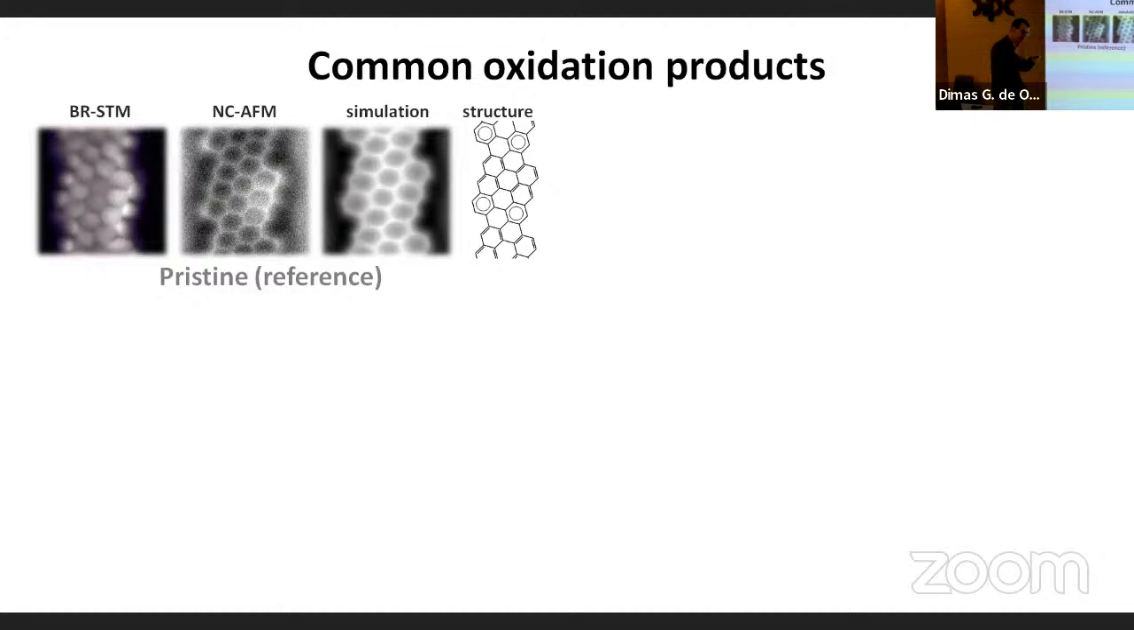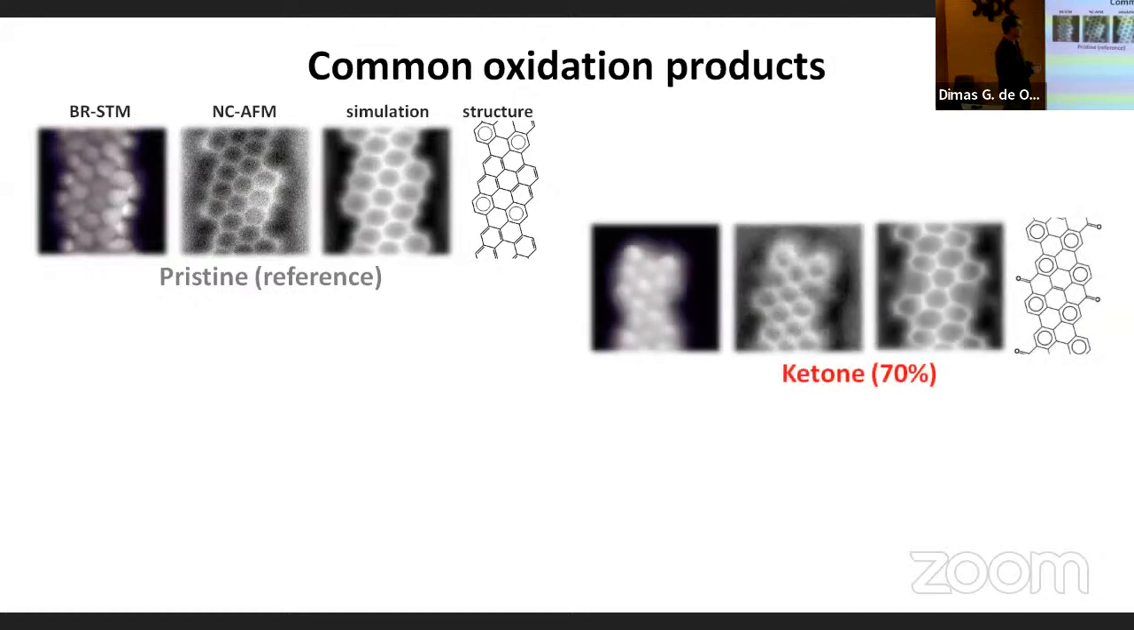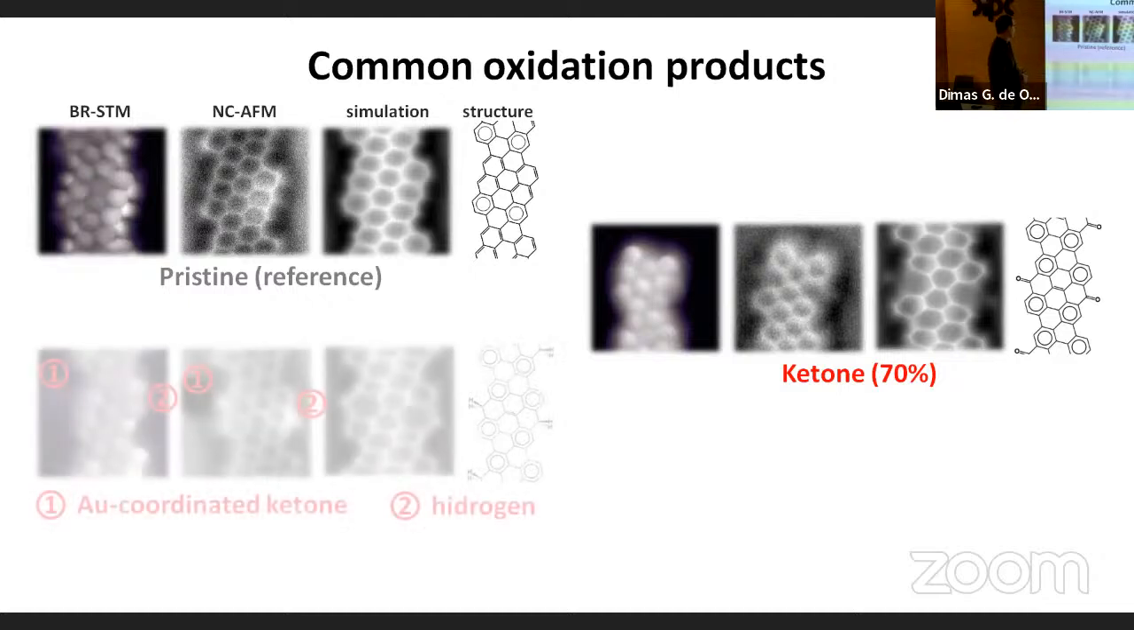And what we see when we make a statistical analysis of the different types of defects is that the most common defect that we observe is actually this one. And this is how it looks. These we associate to ketones at these positions. And these make up 70% of the defects, so really the large majority. But this is actually not all. We have also other cases.